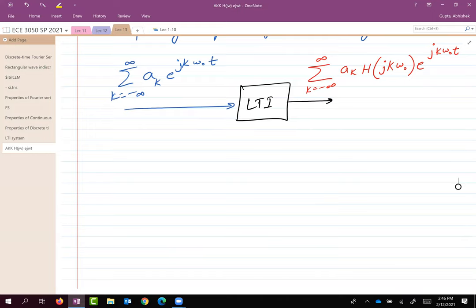In the next class, we will look at the frequency response for a few systems. And we'll see what happens to the output of the LTI system when you pass a periodic signal through it. We'll do it both for the continuous time case and for the discrete time case.